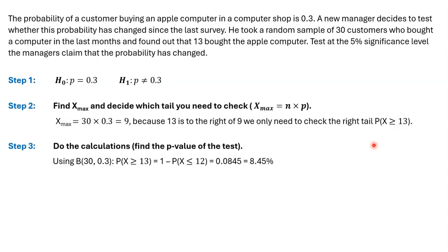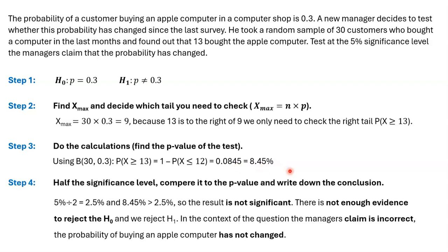Now we do the calculations to find the p-value of this test. Again, using your calculator, using the binomial CD button, you get the answer 0.0845, which is about 8.45%. And finally, in step 4, we have to halve the significance level, which will give us 2.5%, and compare it to the p-value. So we can see that 8.45 is definitely bigger than 2.5, which means that the result is not significant. So there is not enough evidence to reject H0, and we have to reject H1.